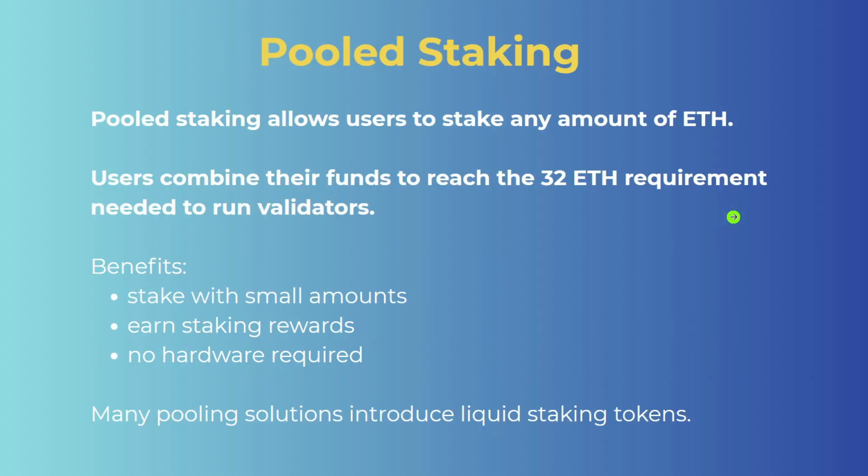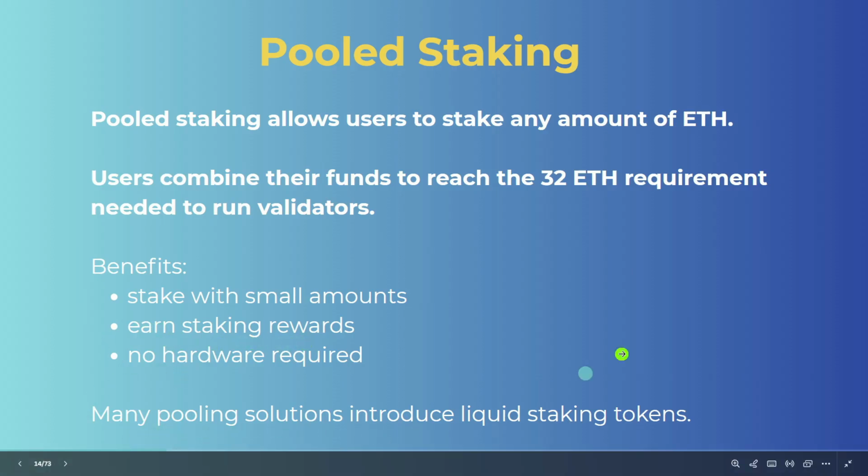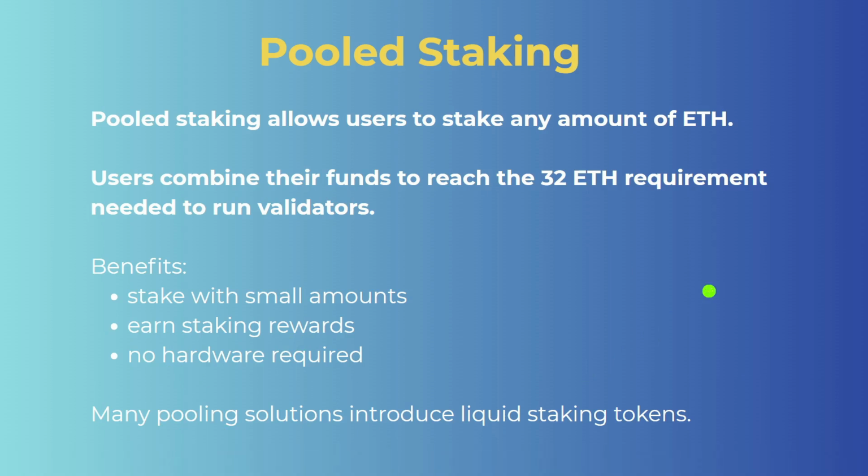Then we have pooled staking. Pooled staking allows users to stake any amount of ETH. Before, we had to stake 32 ETH. In this case, we can stake any amount. Why? Because users combine their funds to reach the 32 ETH requirement needed to run the validators. So the benefit is that we can stake even smaller amounts. We don't have to stake the whole 32 ETH. We can still earn staking rewards. We don't need any hardware. Many pooling solutions introduce liquid staking tokens. That is what will be covered in detail.